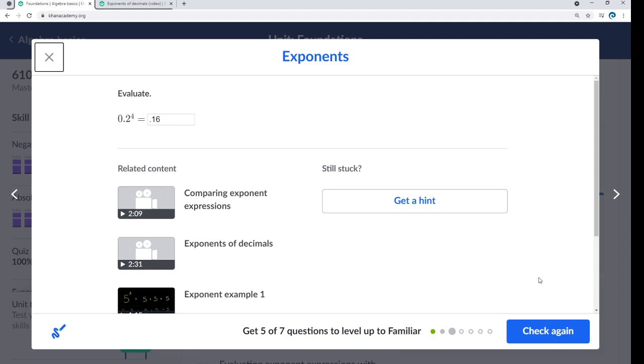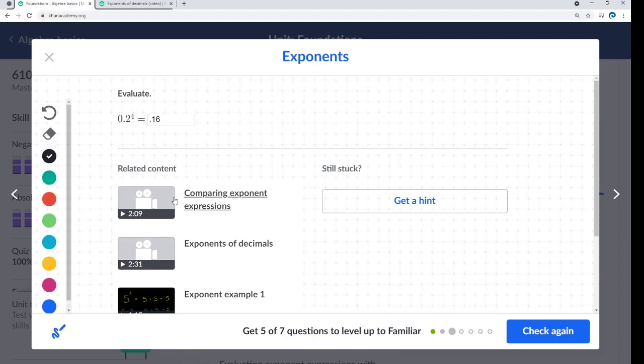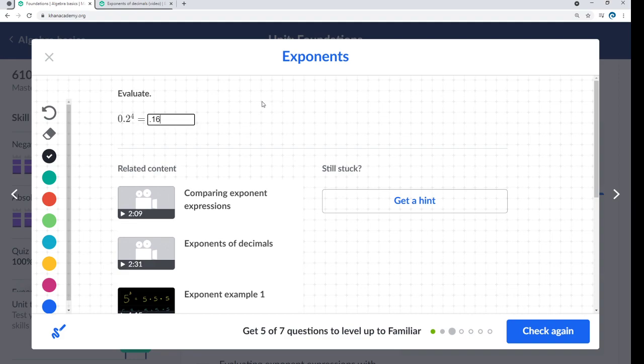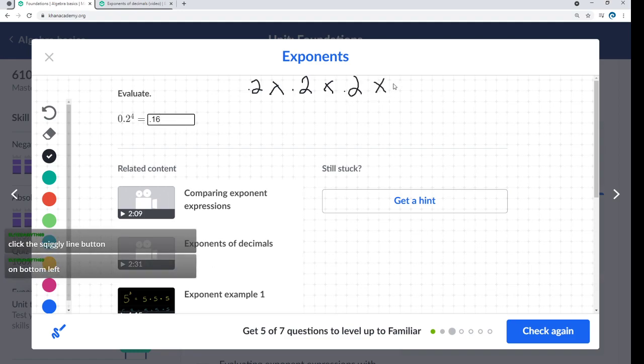So, okay. So just to write all of this out, how do I go back? I want to go back here, please. Okay, so anyway, this is 0.2 times 0.2 times 0.2 times 0.2. All right, and as they said, so 2 times 2 is 4.